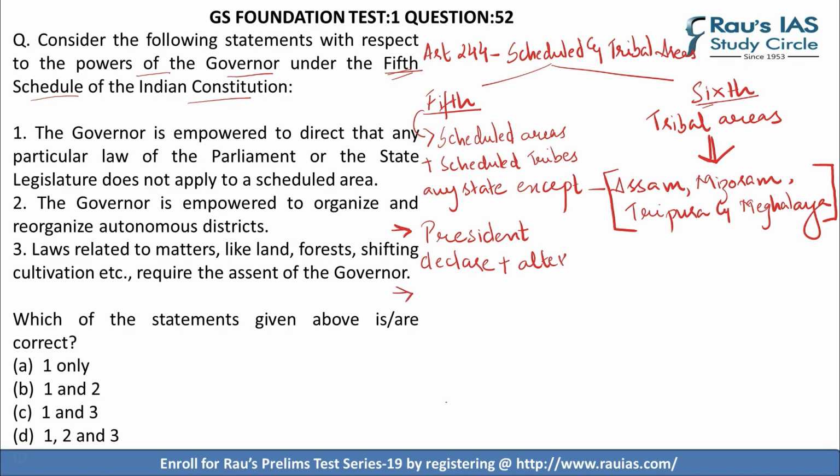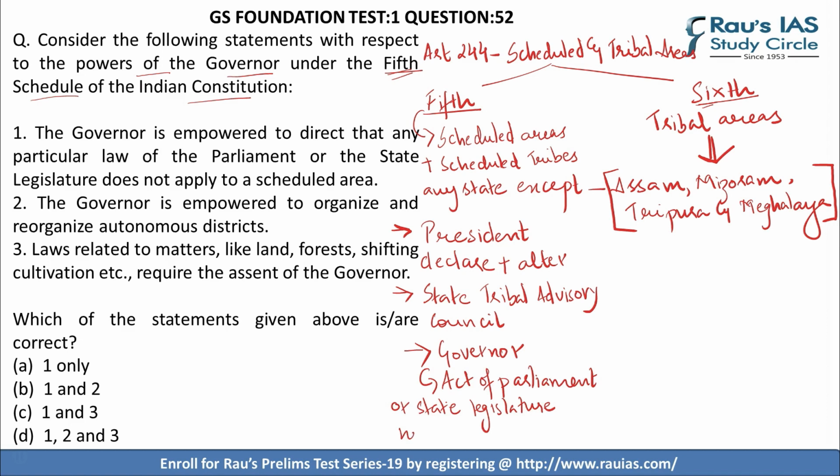Further, each state under the 5th schedule has to establish a state tribal advisory council whose function is to look into the welfare of such scheduled areas. Under the 5th schedule, the governor has the power to declare that any act of parliament or state legislature shall not apply to such scheduled areas.